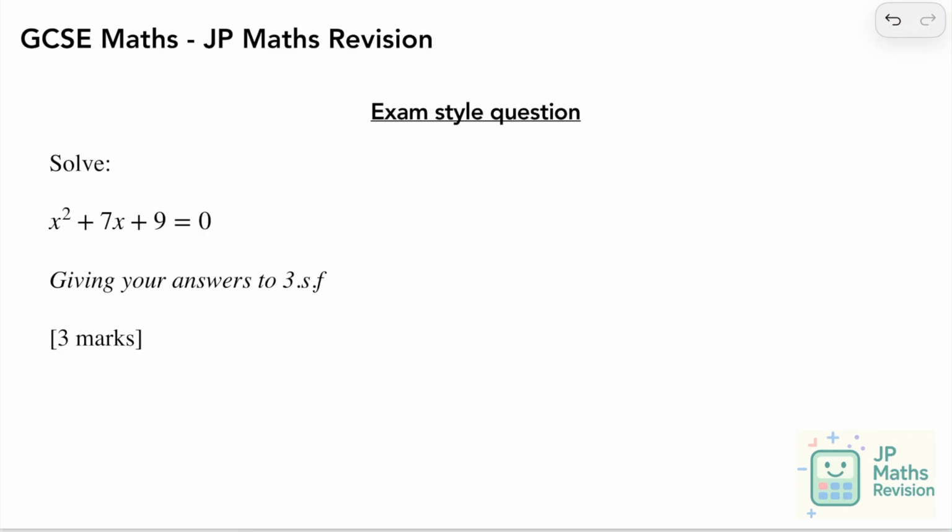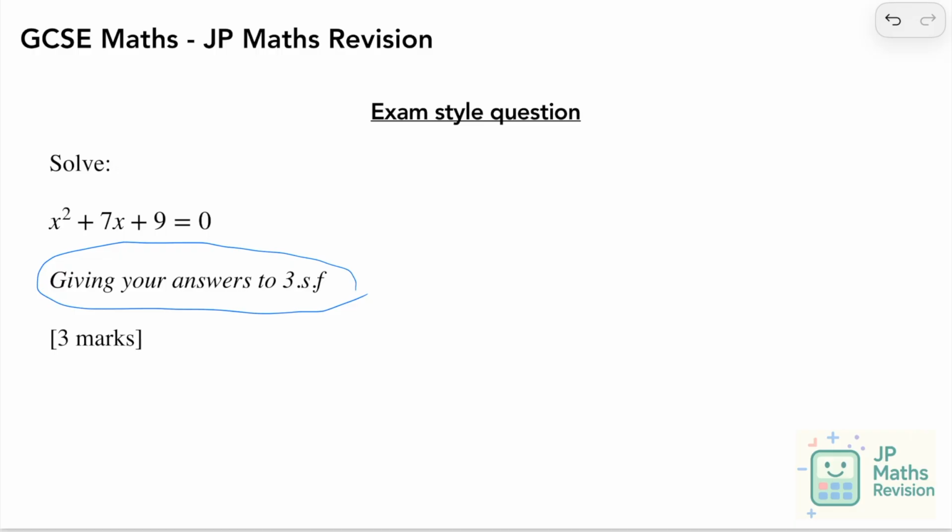So here's an exam style question. So it says solve x squared plus 7x plus 9, given your answers to three significant figures. So it's fairly obvious by looking at this quadratic equation that it can't factorise, but the big hint that I'm going to use the quadratic formula is the fact that it says give your answers to three significant figures. So I'm going to do that.